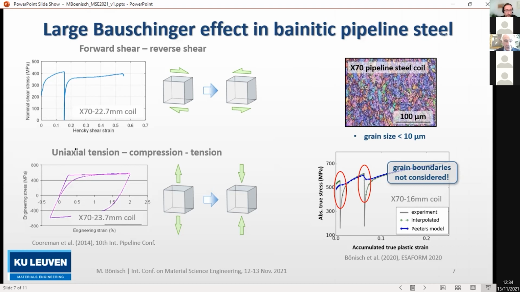We also see that in uniaxial tension compression tests, also in cyclic tests, where we see a large reduction in the yield stress when we change from tension into compression. In addition, these steels exhibit a very small grain size. So the typical grain size we're dealing with here is smaller than 10 micrometers. But this is already pretty fine. And when we tried to model the Bauschinger effect in these materials with an already existing model, we saw that it was impossible. It was not able to reproduce these large stress differentials at the strain path changes. So the reason for that, we believe, is that this model we used did not consider any grain boundaries.